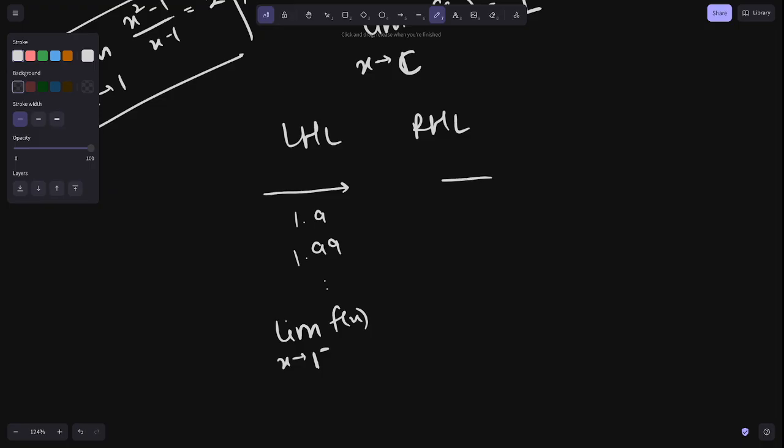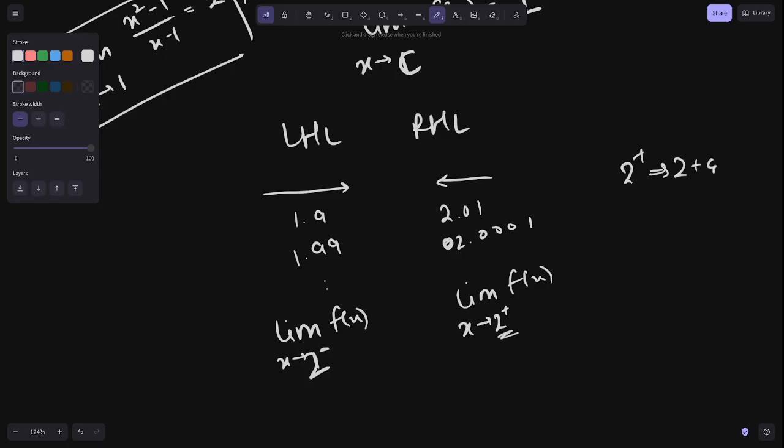And if we approach from the right hand side, let's say 2.01, 2.000001, this becomes limit x tends to 2 plus of f of x. Basically 2 plus means 2 plus epsilon, where epsilon tends to 0, and 2 minus means 2 minus epsilon when epsilon tends to 0. Simple. No need to think much about it.